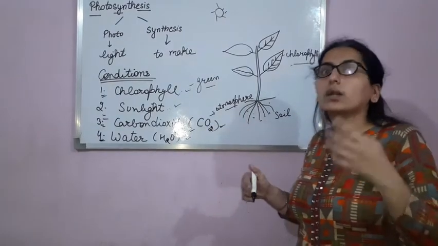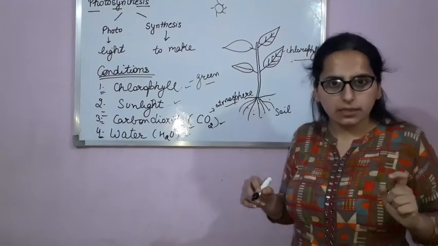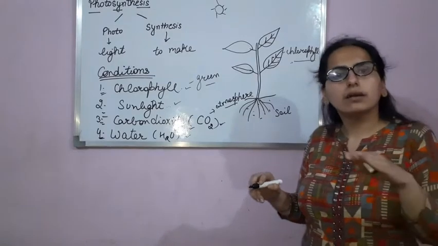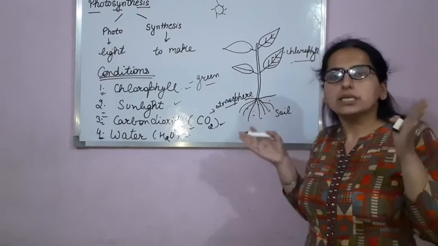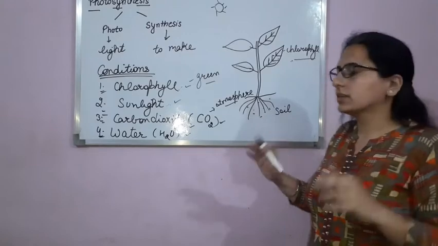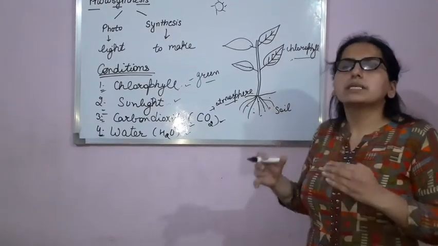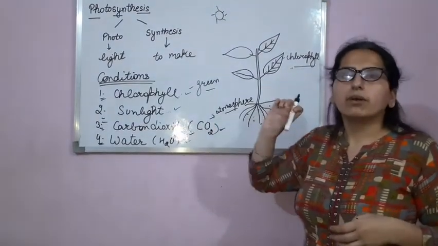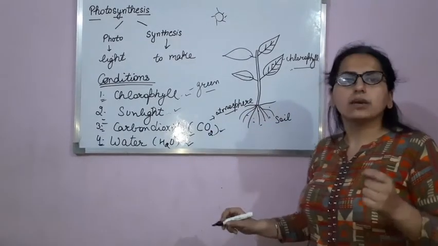Now what are stomata? Stomata are tiny openings which are present generally on the underside of the leaves. These are the openings which are generally present on the under surface of the leaves. And with the help of stomata, plants, or basically leaves, can take carbon dioxide from the atmosphere. Now last requirement is water.